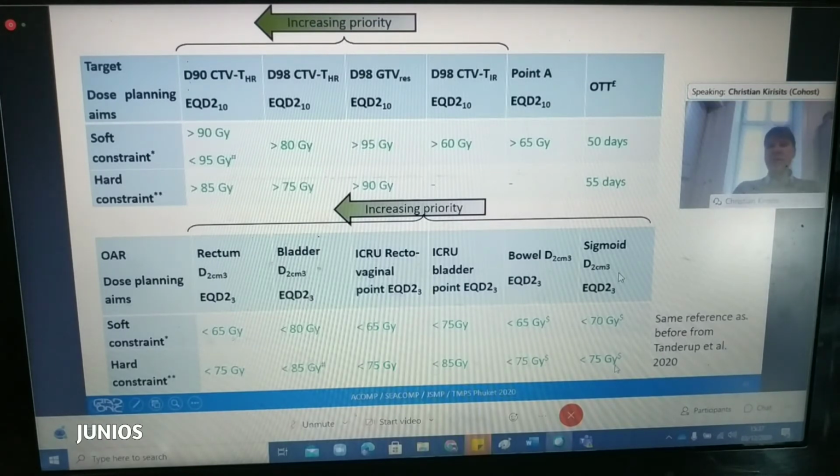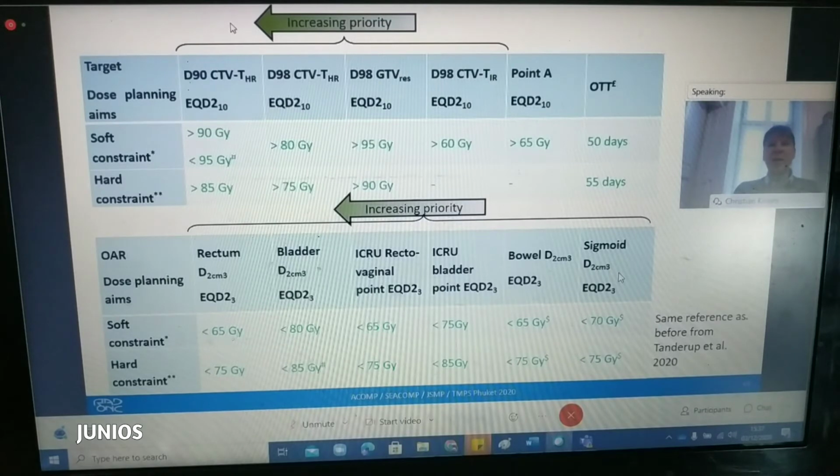Also for the sigmoid, there is a constraint, but this is not so clear. So you see here, there's an increasing priority. And the same, of course, is sometimes people that say, I have 6 different parameters. How can I achieve all of them?